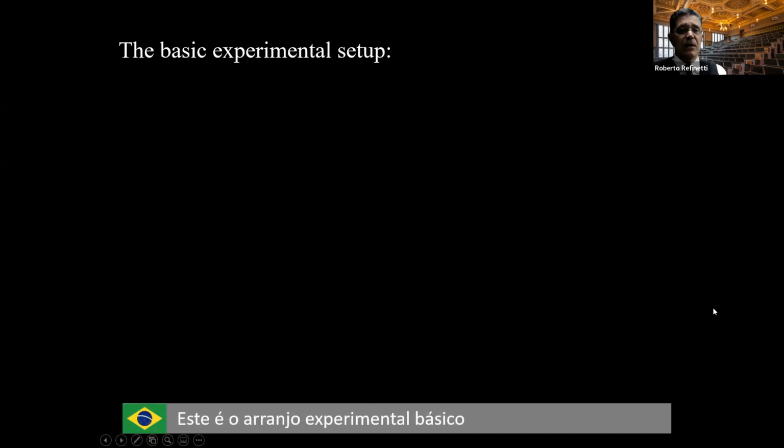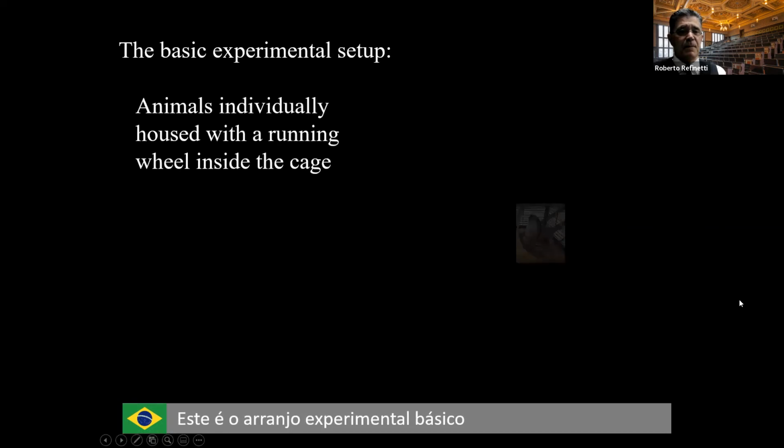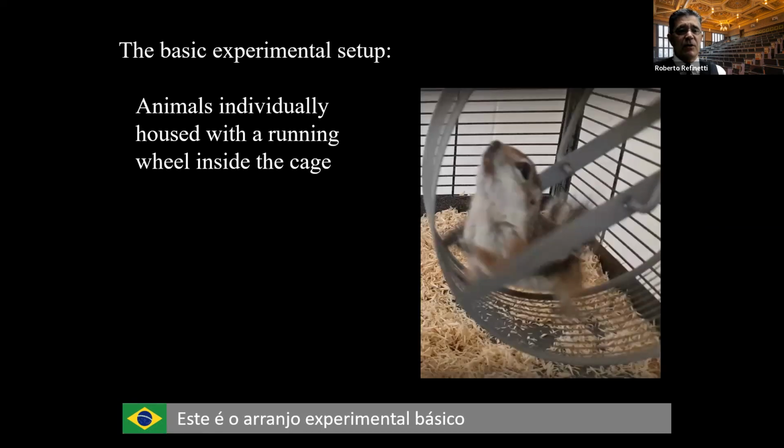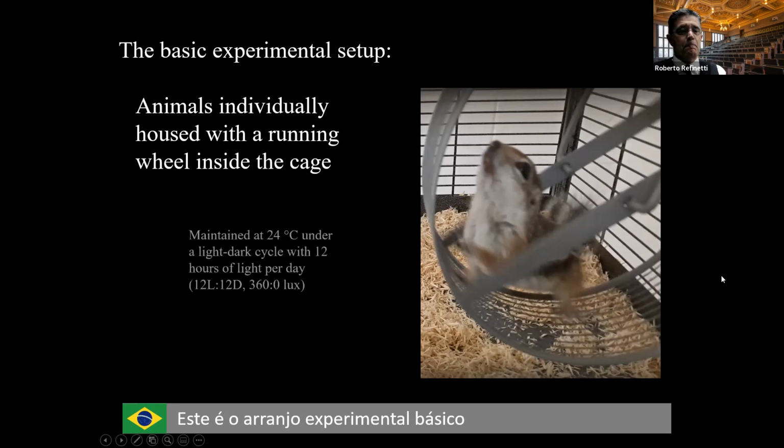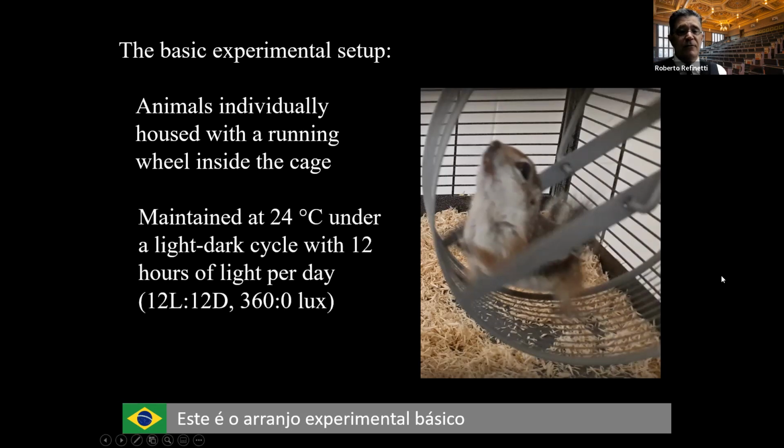Okay, so the basic experimental setup to study these 4 species was this. The animals were individually housed with a running wheel inside their cage. They could jump on the wheel and run anytime they wanted. They were maintained at 24 degrees Celsius and a light cycle with 12 hours of light per day, the light being 360 lux. And they had food and water ad libitum.